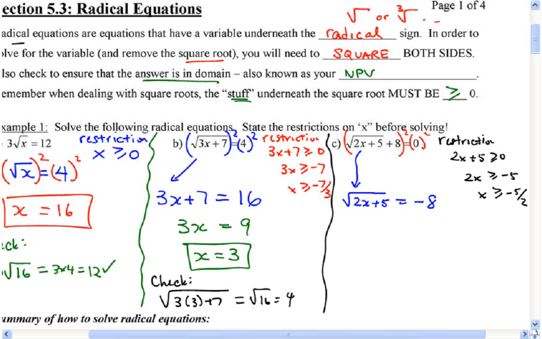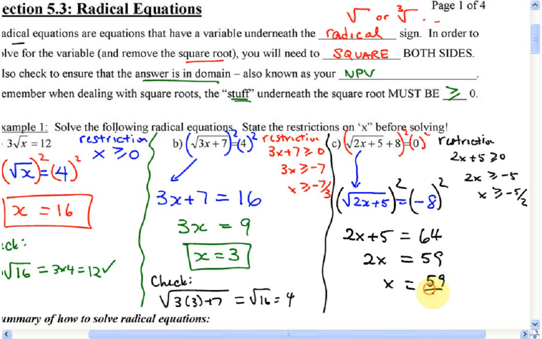So what should you do? Move it to the side, separate and isolate the square root. Now you can square both sides. 2x plus 5 equals negative 8 all squared, which is 64. Go ahead and solve for this, and you get x equals 59 over 2.